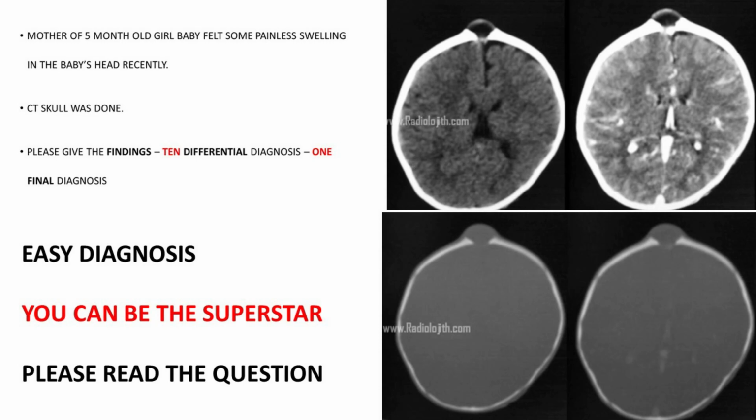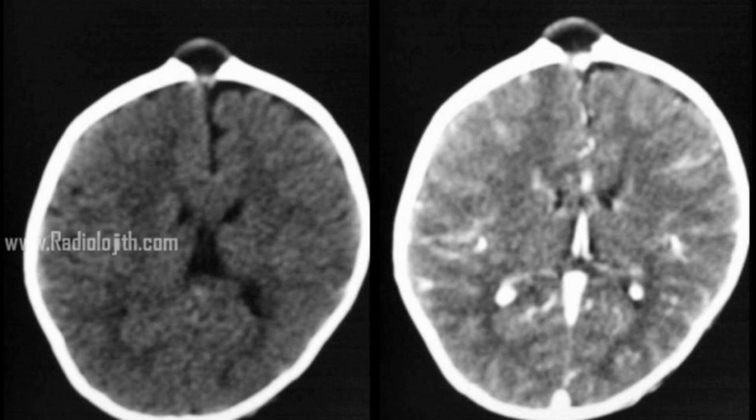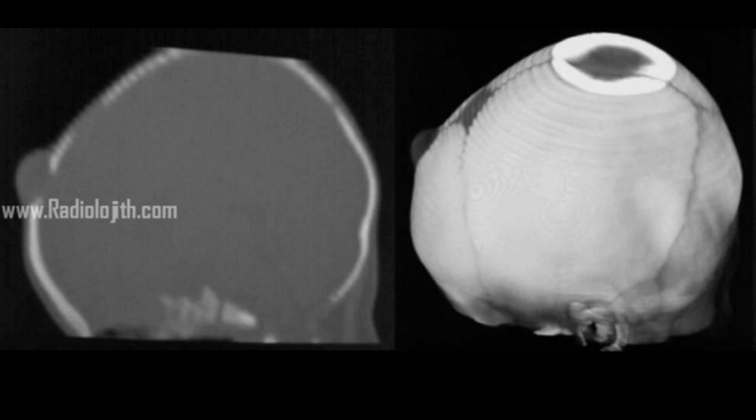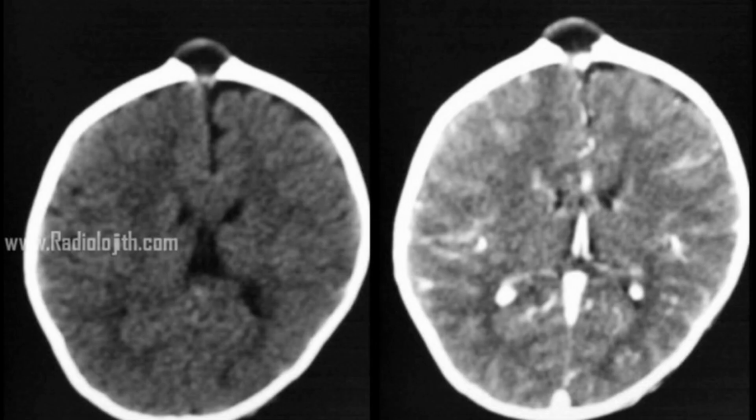This is a mother of a 5-month-old baby girl who felt some painless swelling in the baby's head recently. A CT skull was done. Please give the findings, 10 differential diagnoses, and then the final diagnosis. You can go through the actual images in bone windows and brain windows, and then go to the sagittal reconstruction, coronal and sagittal. Think about the findings, 10 differential diagnoses and the final diagnosis.